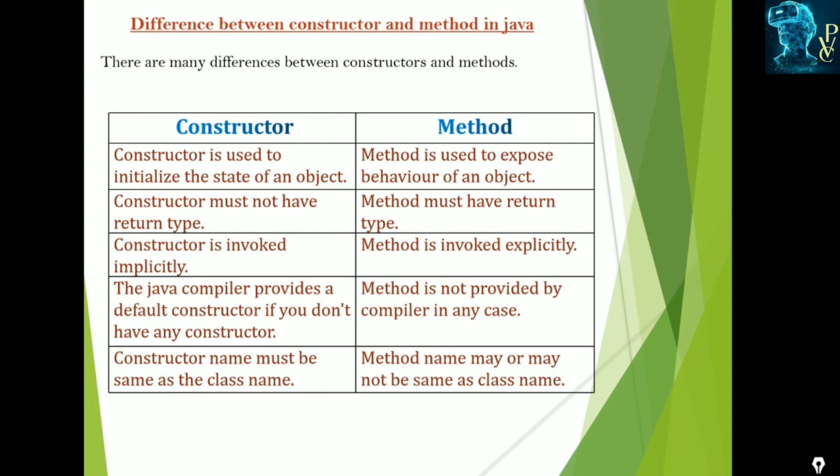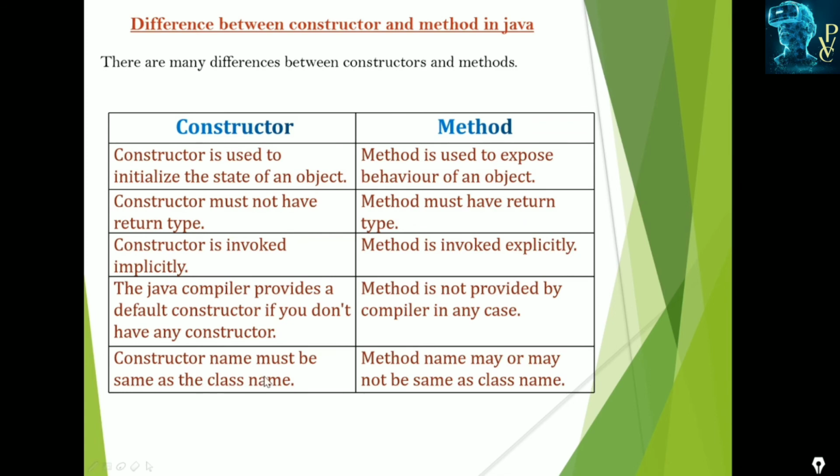The user needs to invoke the method by using the dot operator, but constructor is automatically invoked when we are creating the objects. And the Java compiler provides a default constructor if you don't have any constructor, but a method is not provided by the compiler in any case. Method must be defined by the user or the programmer who is defining that program.